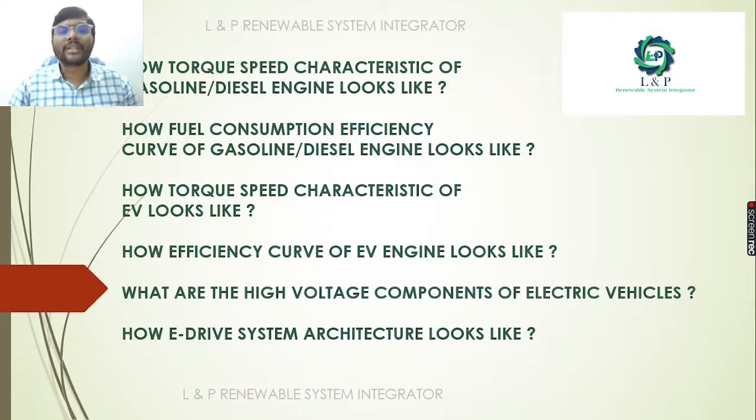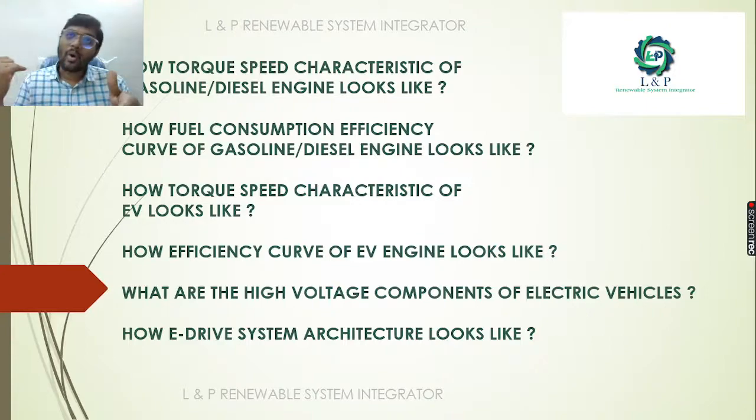So what are the things that we're going to discuss in part 2 today? How a torque speed characteristic of a gasoline or diesel engine looks like, and how a fuel consumption efficiency curve of a gasoline or diesel engine looks like, how a torque speed characteristic of an electric vehicle looks like, how the efficiency curve of the electric motors looks like, what the high voltage components of an electric vehicle are, and how an electric drive system architecture looks like. If you have missed part 1, we have created a playlist in our channel. By going to the playlist, you can sort out all the parts that we have discussed there.